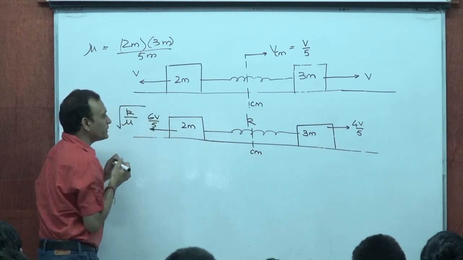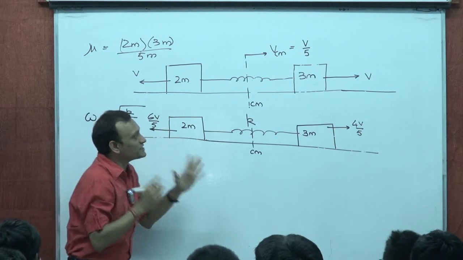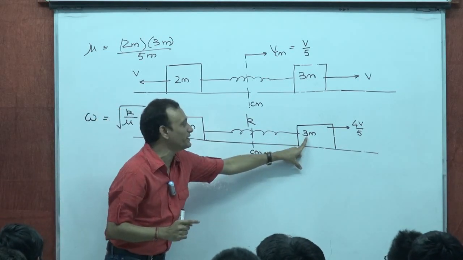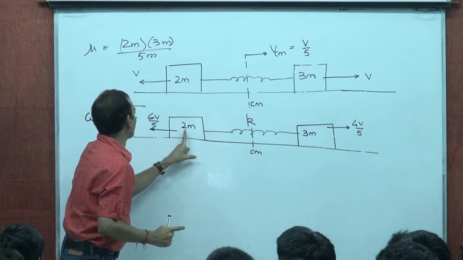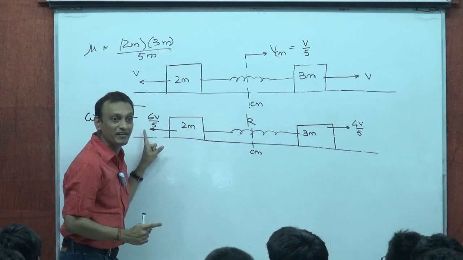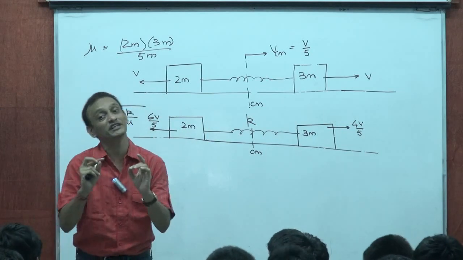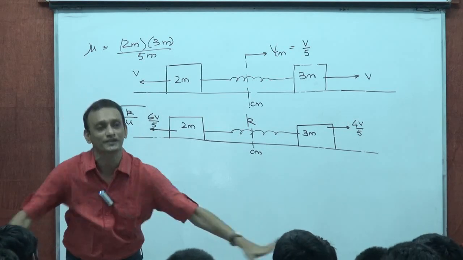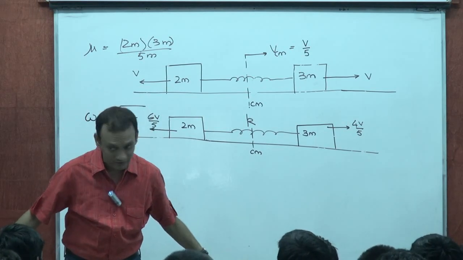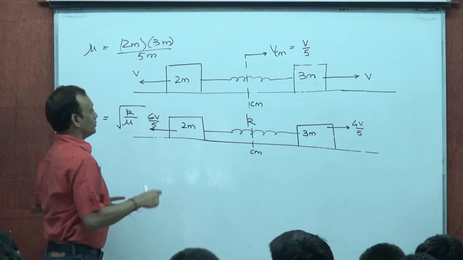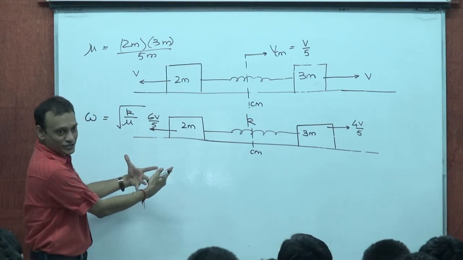How do you know if you have not made a calculation mistake? In the center of mass frame, check the total linear momentum of the system. 12mv by 5 to the right, 12mv by 5 to the left. Zero linear momentum in the center of mass frame, always cardinal, absolutely cardinal, right? Now, so this is the story of the two masses at this instant of time.